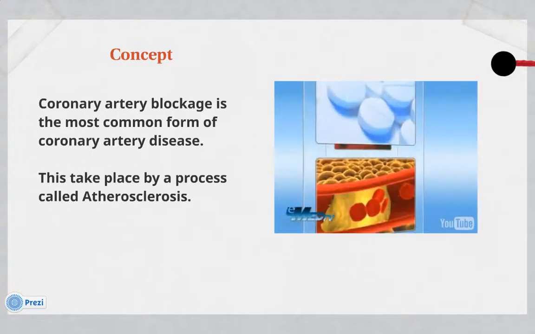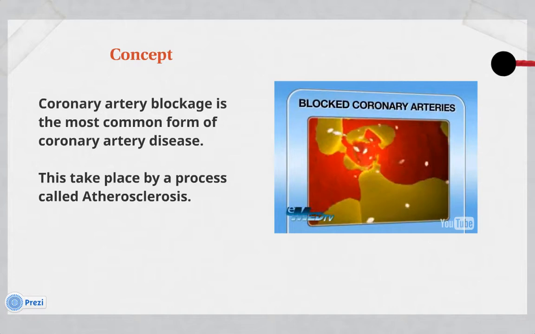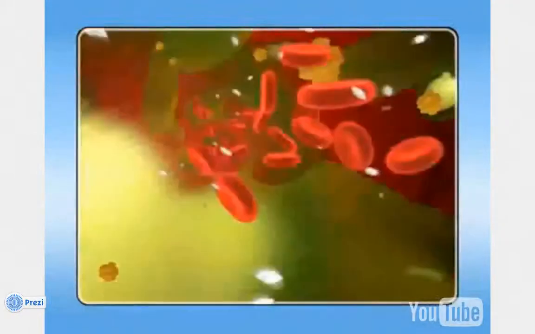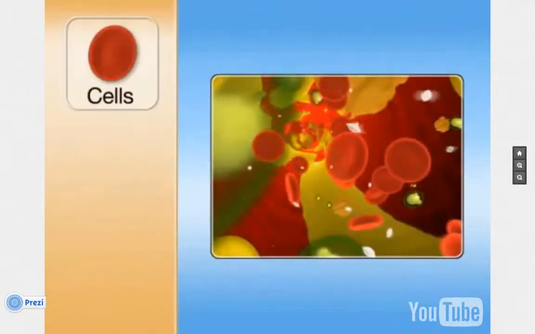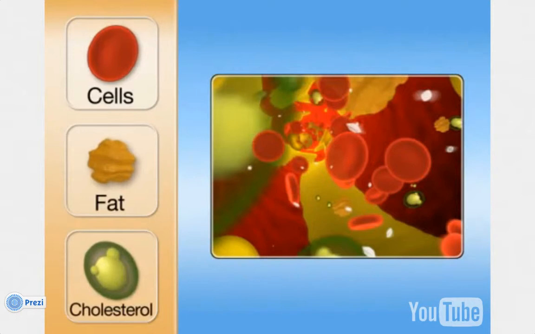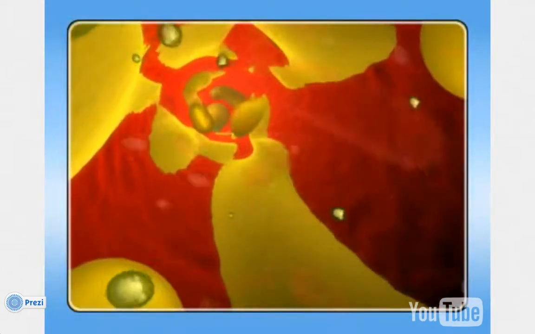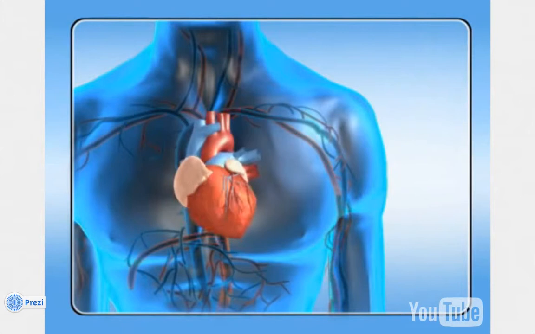Let's look at what happens when the coronary arteries are narrowed or blocked and blood flow to the heart muscle is reduced. Blockages in the coronary arteries are usually caused by a buildup of cells, fat, and cholesterol, which is called plaque. As the arteries become blocked, they can't send as much blood and oxygen to the heart muscle. The heart needs blood and the oxygen and nutrients it carries to function properly.